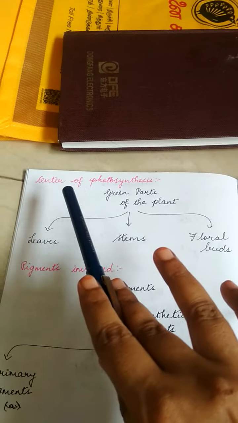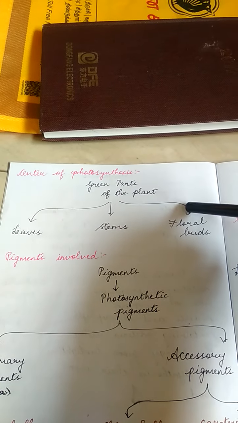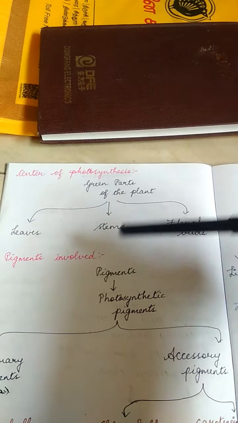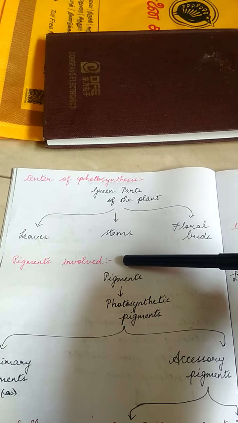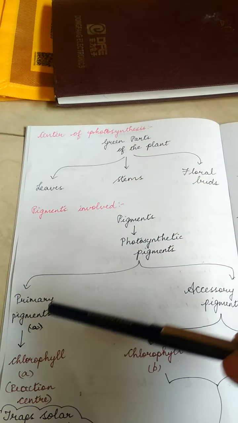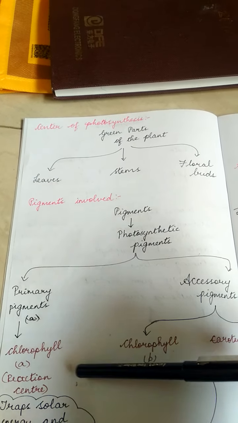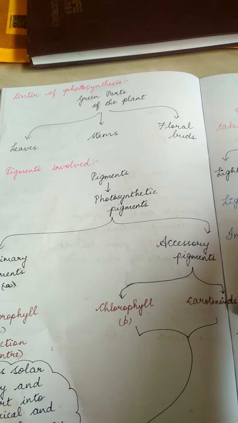Later we saw the center for photosynthesis, that is where photosynthesis takes place. As we know, it takes place only in the green part of the plant. Then we saw about the pigments involved, and we saw it has two parts of pigments. One is primary pigment and the other one is accessory pigments, that is chlorophyll A, chlorophyll B, and carotenoids.